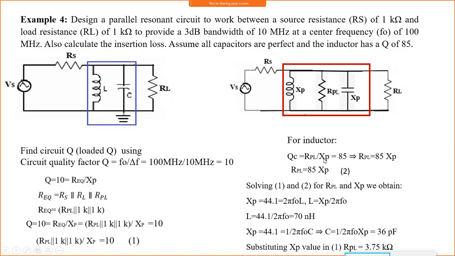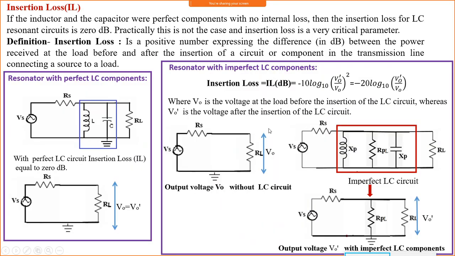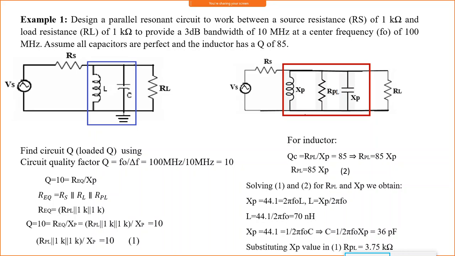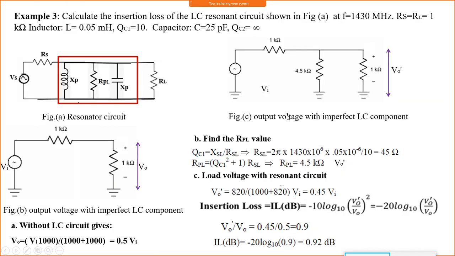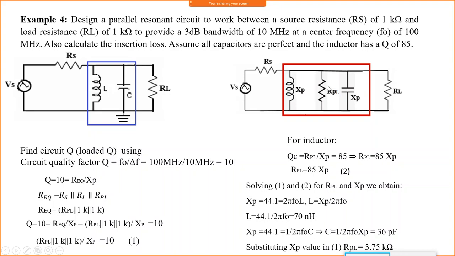What did we get in the previous class? From RS we got RPL. It is equal to 3.75 kilo ohm. Just see here, in the previous class I did this problem; I copied the same slides here. So RPL is equal to 3.75 kilo ohm. That is the resistance of the inductor that we found.